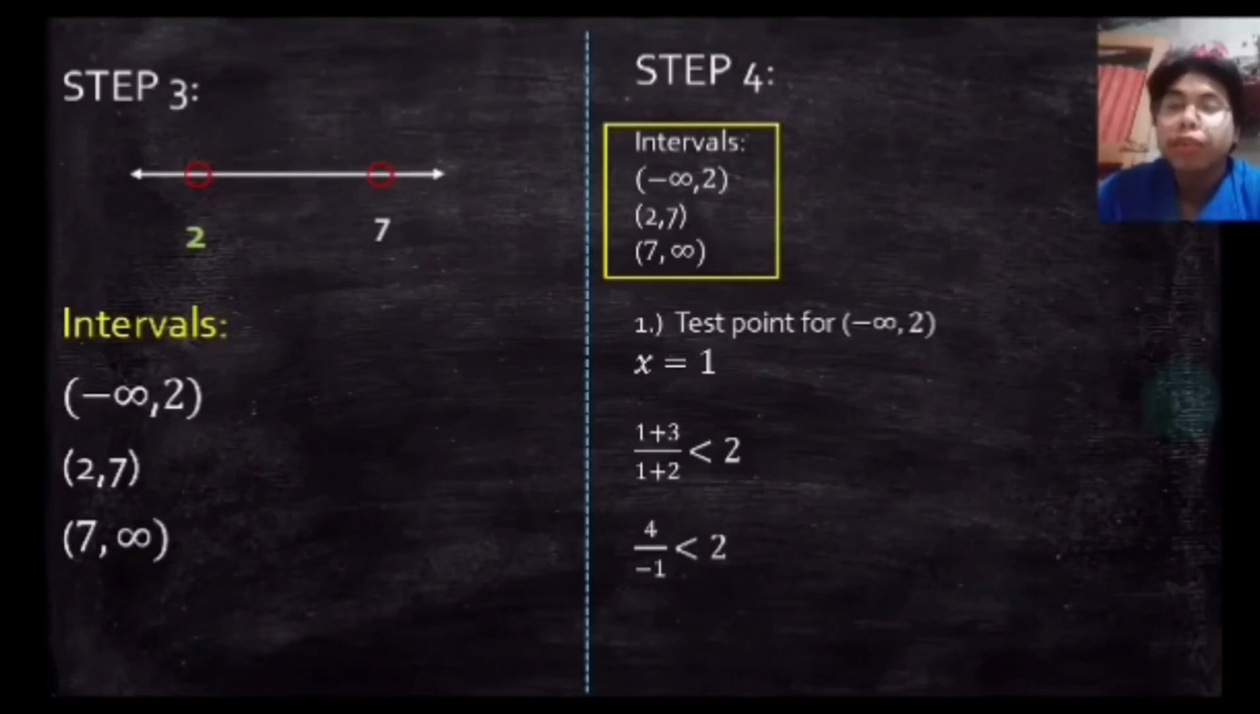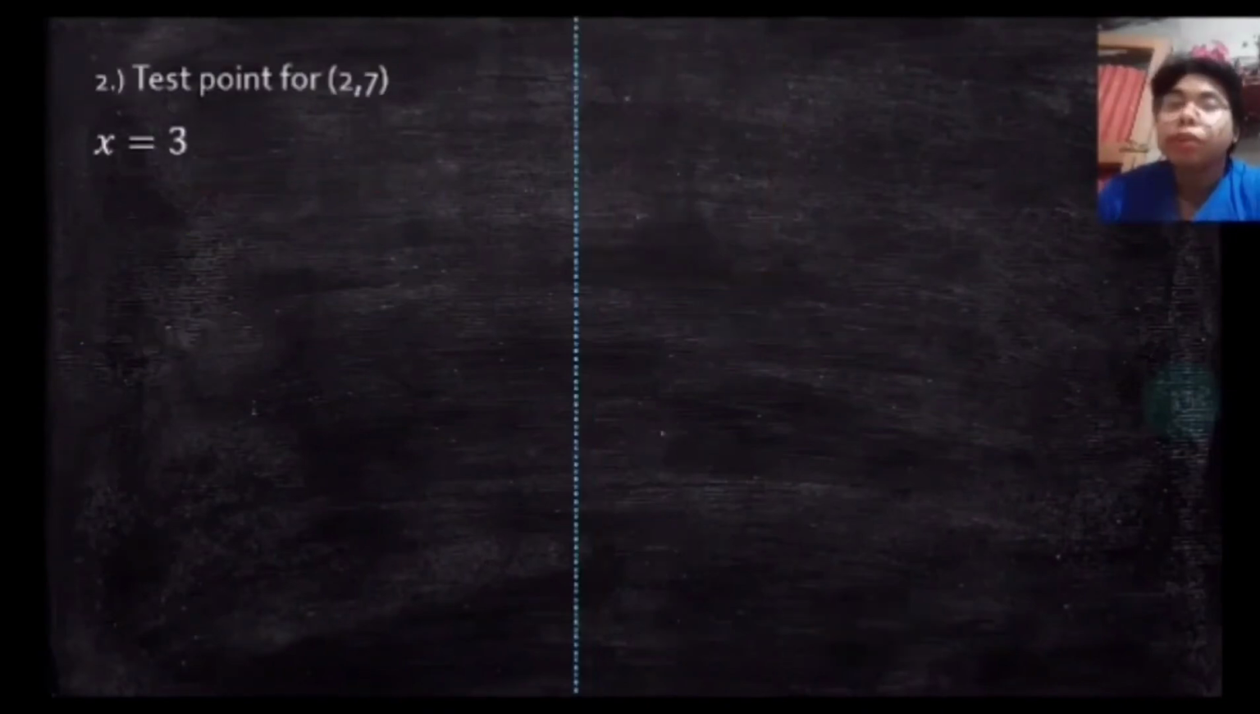This gives us 4 over negative 1 is less than 2. Simplified, negative 4 is less than 2. So this statement is true. Next, we'll test the interval 2 to 7.